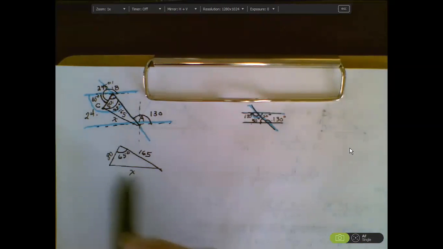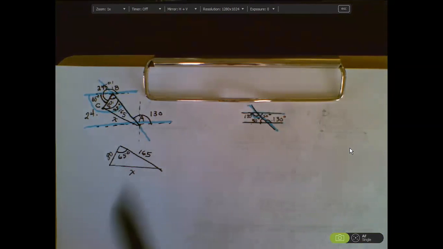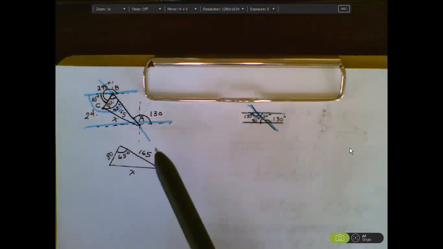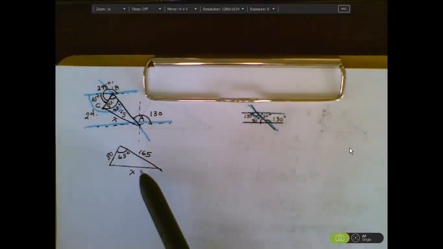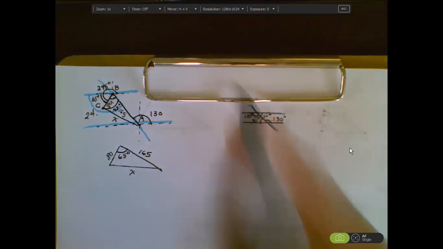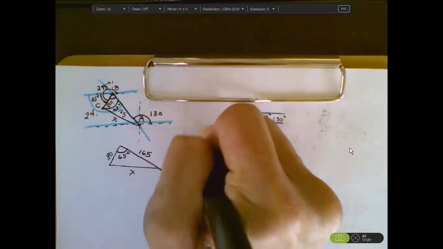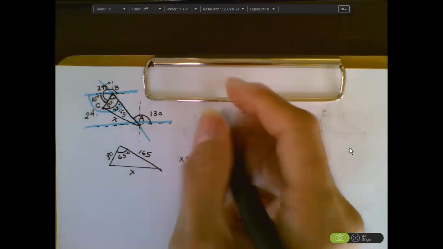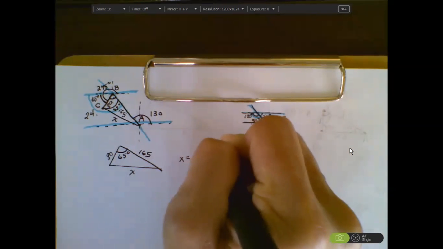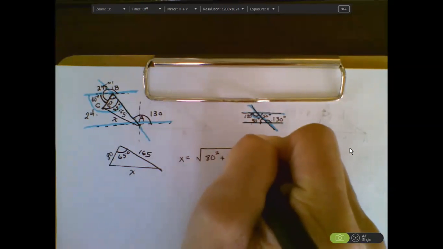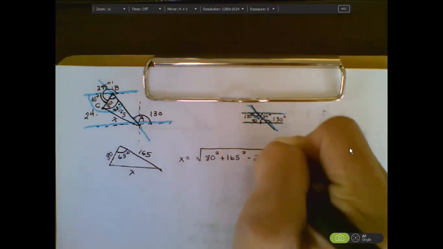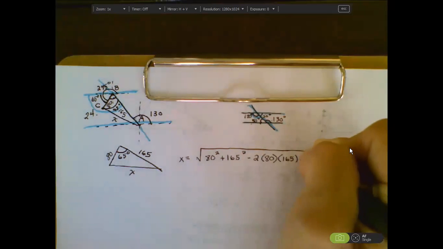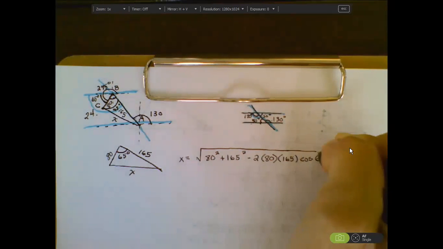But now that we've got it drawn, you can see that the law of sines wouldn't apply here. I don't have enough information to use the law of sines, but I could use the law of cosines to find x. x would be the square root of the sum of the squares of the other two sides minus twice the product of the other two sides, cosine of the angle between them.